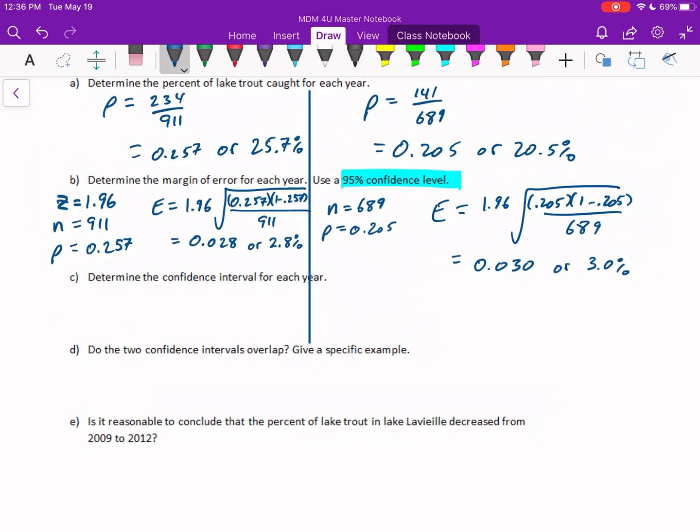Determine the confidence interval for each year. All right, so the confidence interval is going to be the average. Well, I guess this is going to be a percent, right? So this is one of these ones that we're going to calculate. The confidence interval is going to be given as a percent. So the percent that we came up with was 25.7.